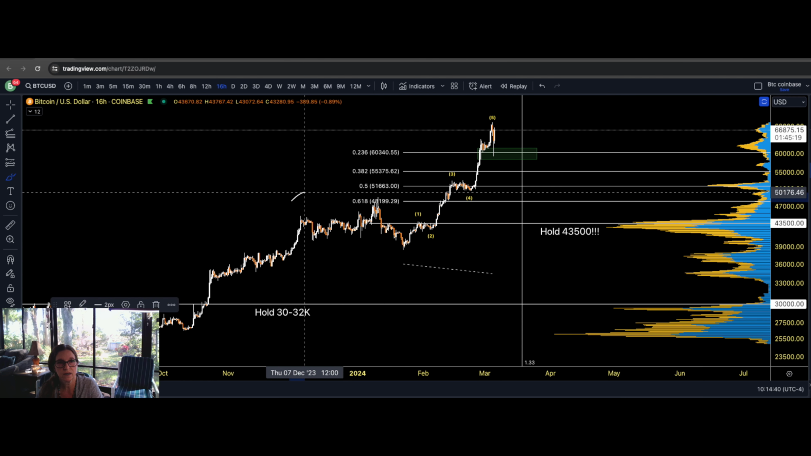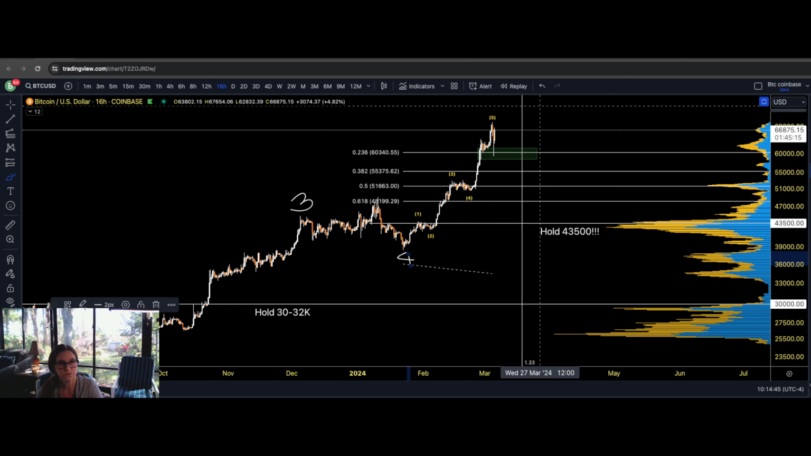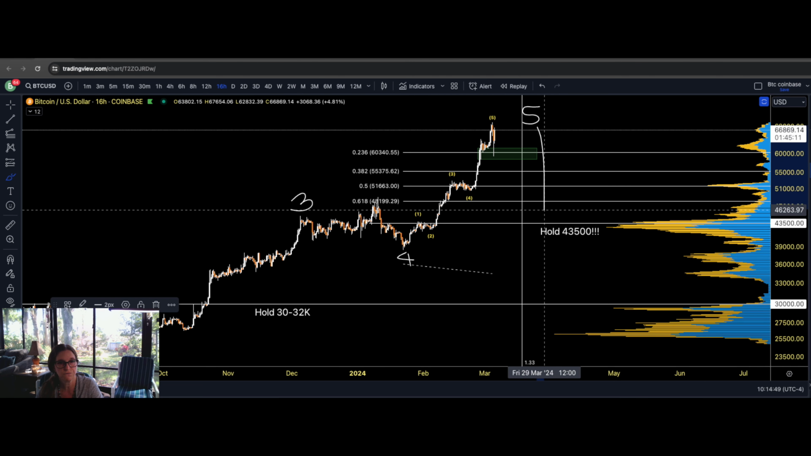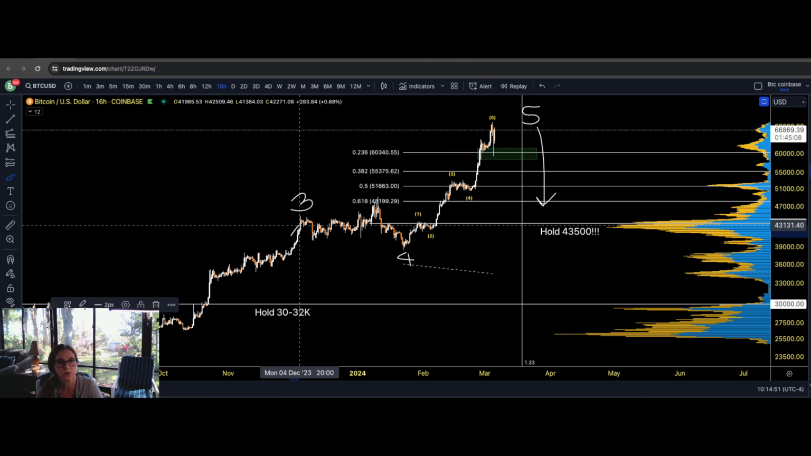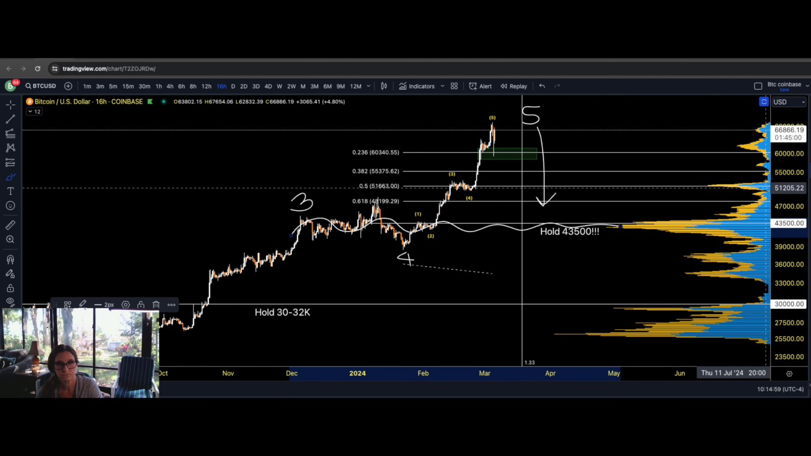Again, if this is a 3 and a 4 and a 5, we do not want the higher degree 4 to come through the prior degree 4 area. So either way you look at it, it must hold 43,500.